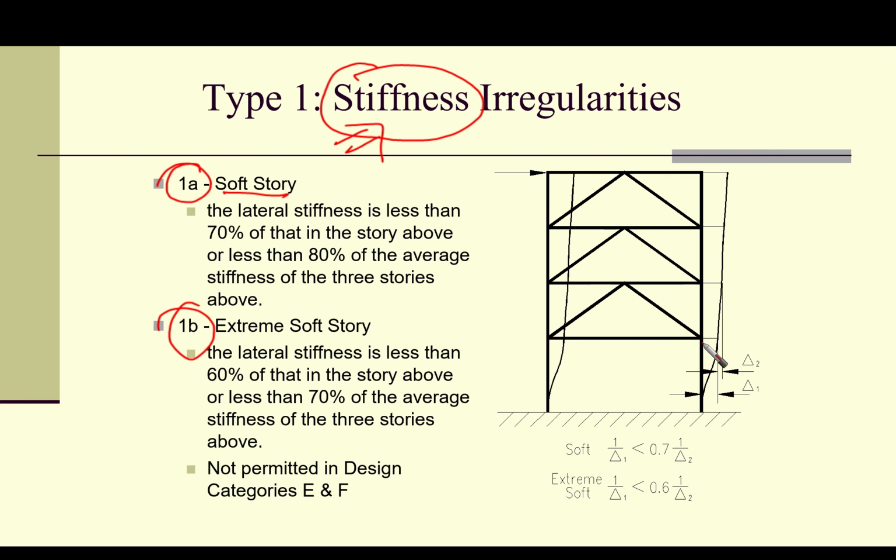If we have one story that has its displacement, okay, if we're going to talk about stiffness, it means that it is the reciprocal of the drift. So this is why we said that 1 over delta 1 should be less than 0.7 of 1 over delta 2, if we're talking about delta 1 and delta 2. Okay, so this is delta 1 here and this is delta 2.